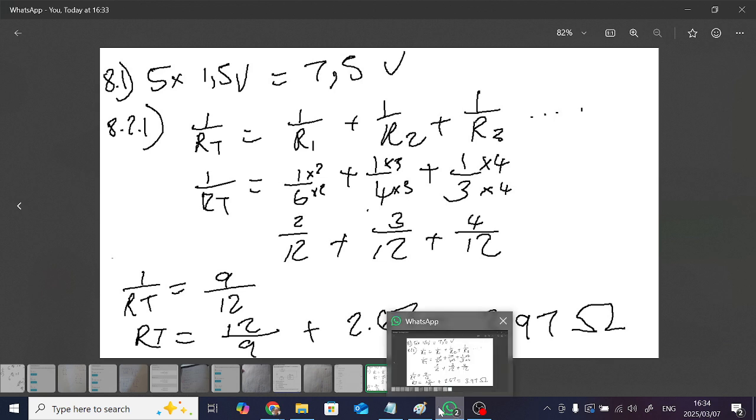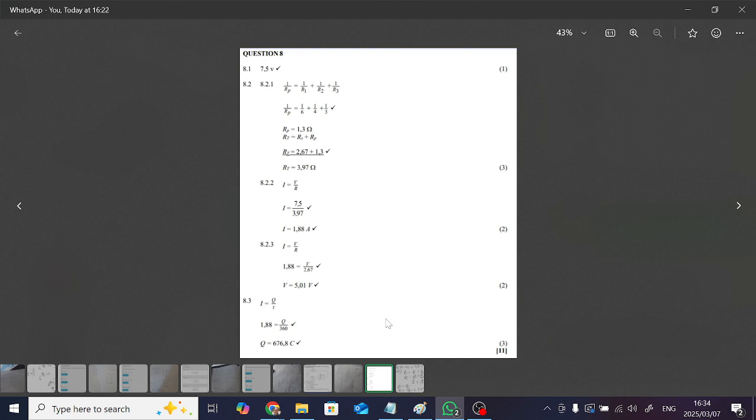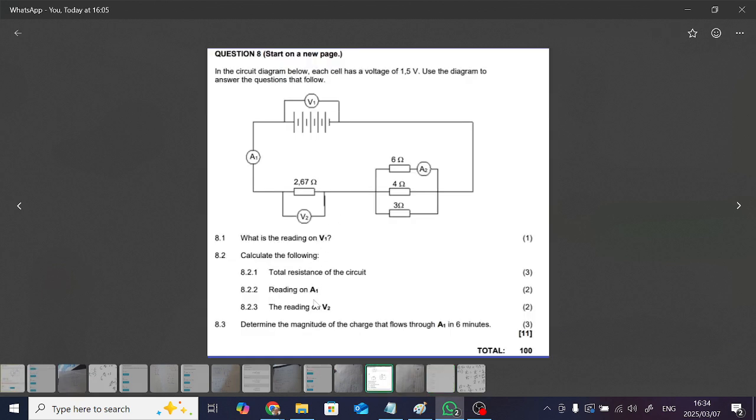So let's do the next question. So we found the reading. Do you have any questions with 8.2.2? No, sir. Okay. So now we need to find out what is the volt reading over here with that resistor. Yes, sir.